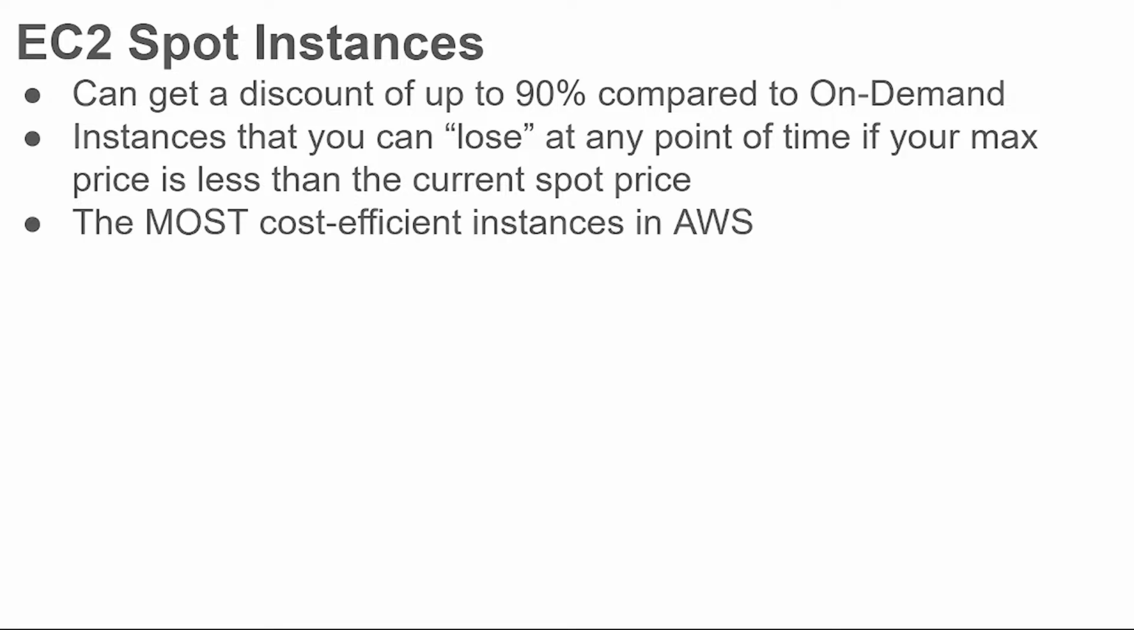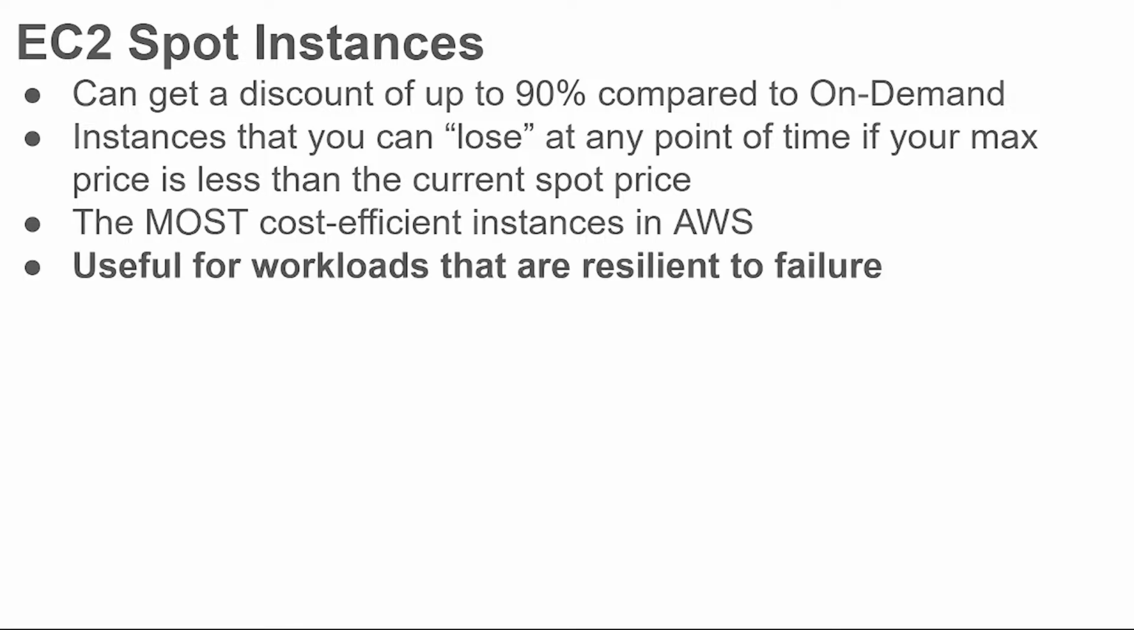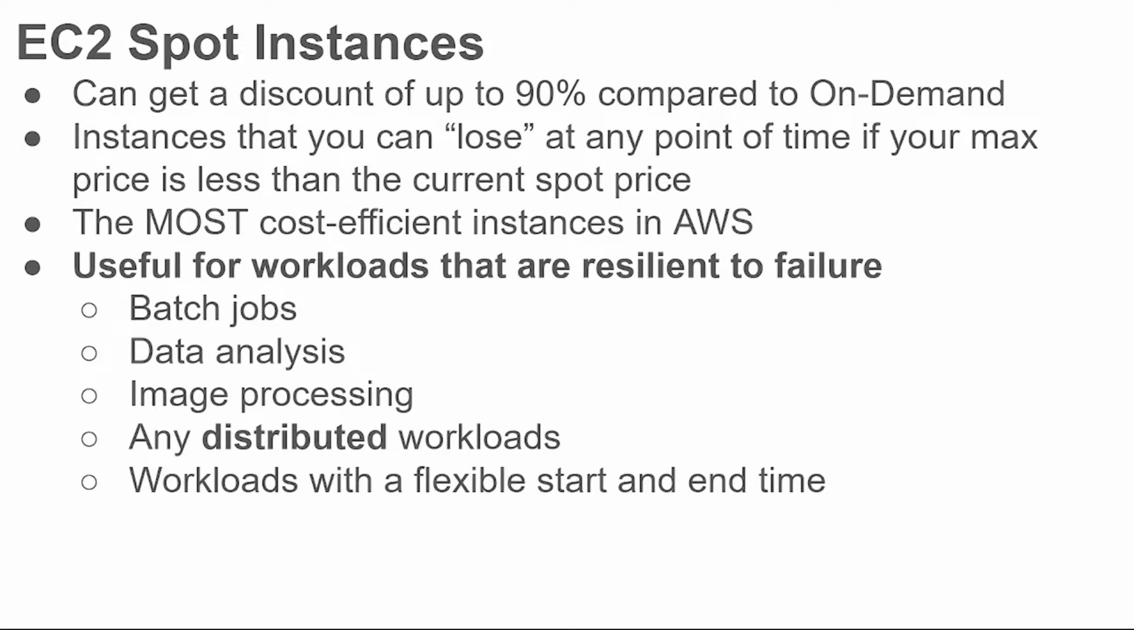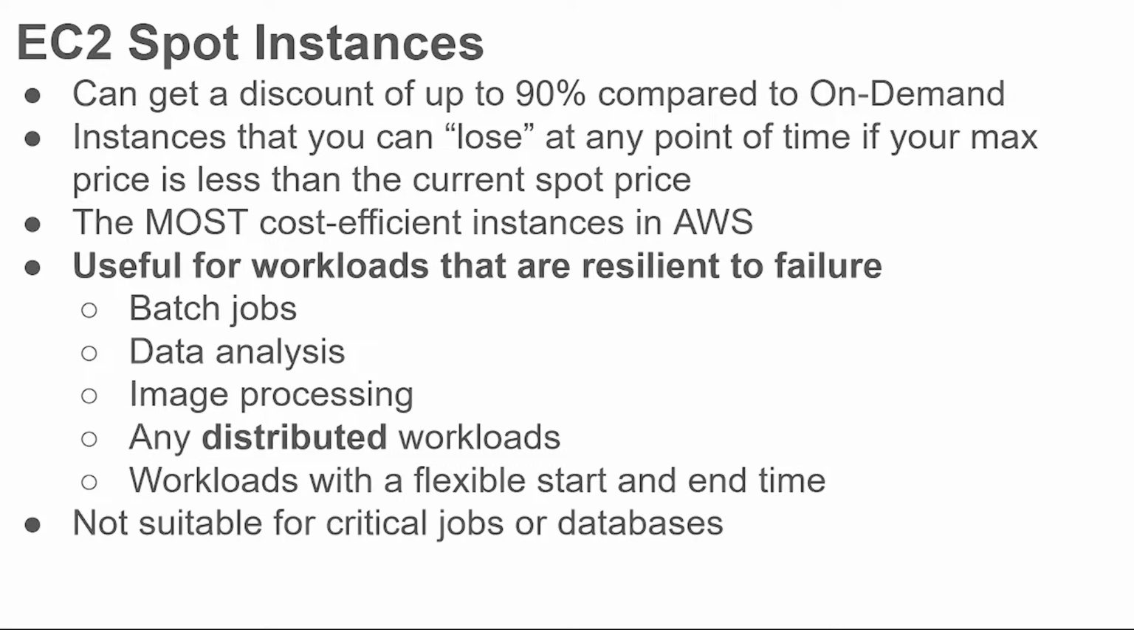It is the most cost-efficient instance type in AWS, and it is very useful for workloads that are resilient to failure. You can afford the failure of an instance at any point, and you don't have to worry. In that use case, you can use EC2 Spot Instances. They are very useful for batch jobs, data analysis, image processing, and any distributed workload that you have. Next is workload with a flexible start and end time. It is not suitable for critical jobs, nor for databases.